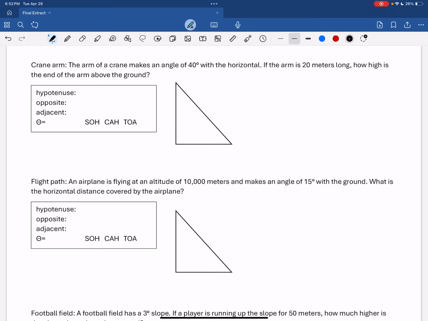Page 88. The arm of a crane makes a 40-degree angle with the horizontal. If the arm is 20 meters long, how high is the end of the arm above the ground? And the ground is the horizontal.